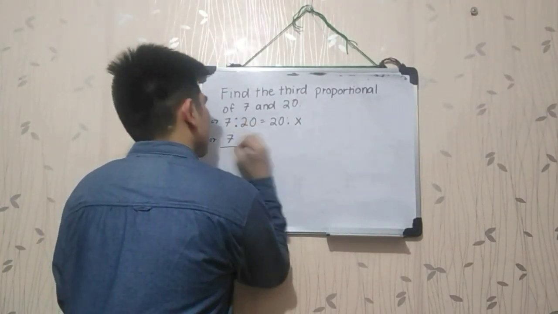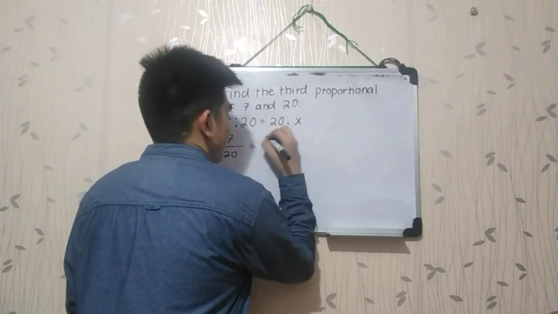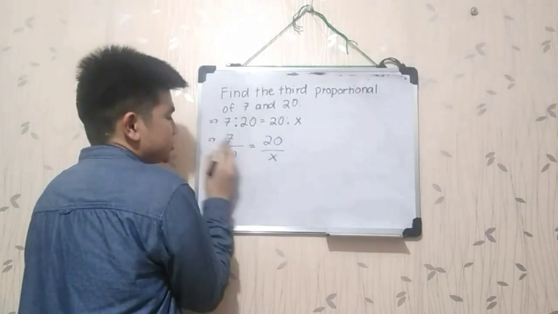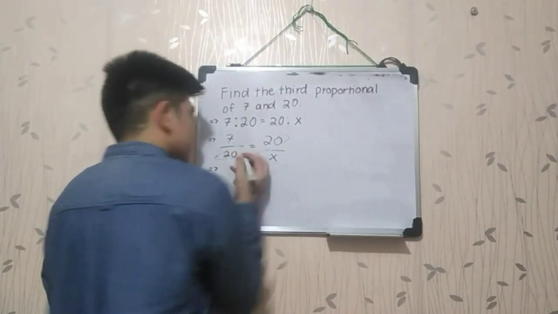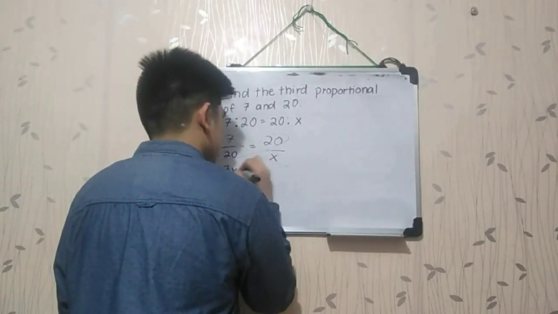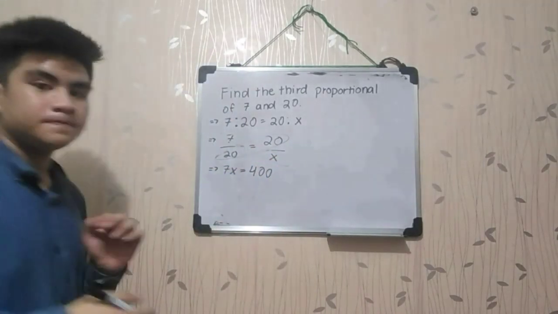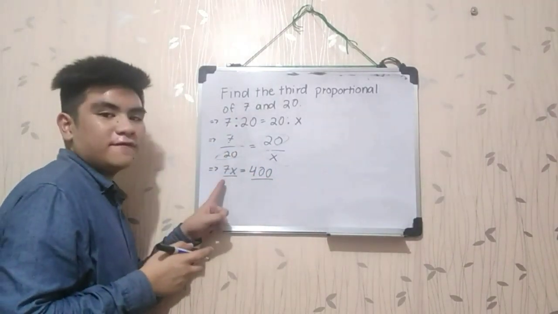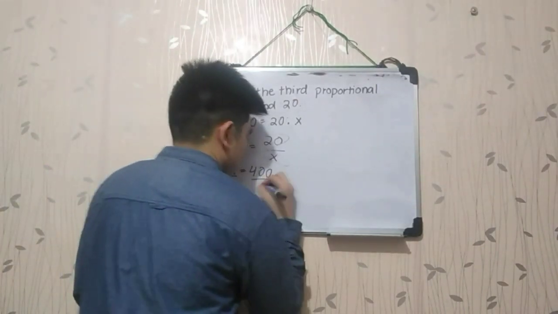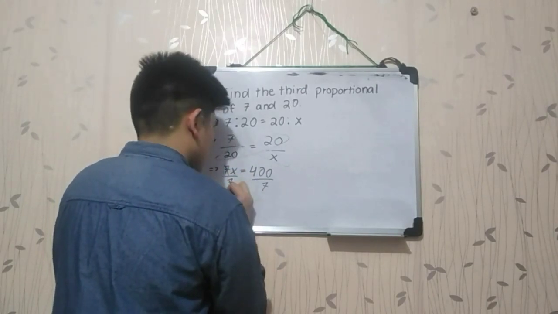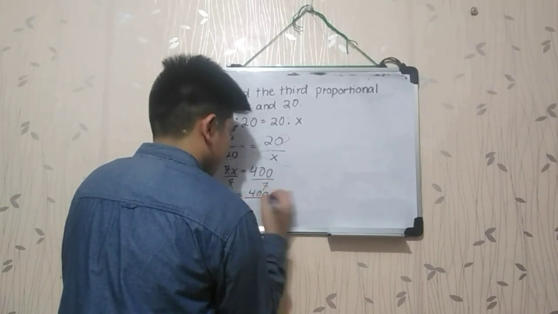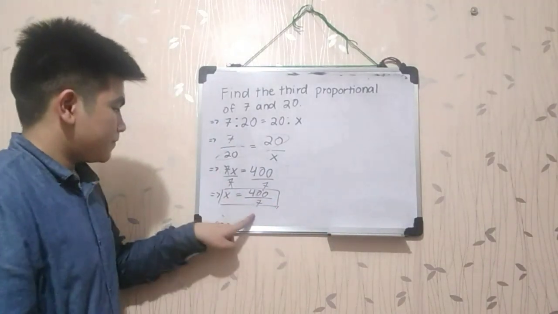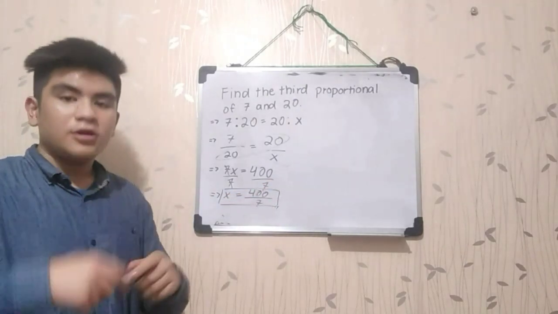So then again, you can turn it into a fraction as you wish. Then cross multiply it to find x. Now this will be 7x is equal to 400. Now, to find x, we would have to divide by the coefficient to cancel it. Now x is equal to 400 over 7. That is our answer, since 400 over 7 cannot be further simplified.